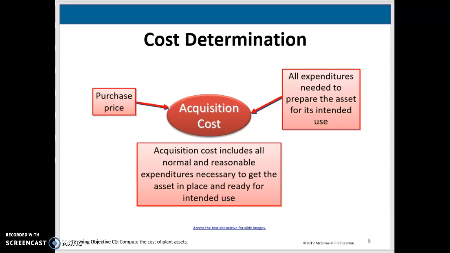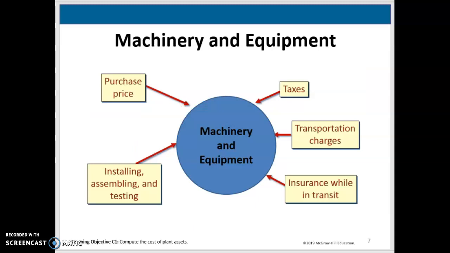So let's look at some examples of some of our plant assets. And again, we've seen these before. This part's not new. We're just reviewing them and looking at that cost determination or the acquisition cost, what will be included in that for these types of assets. So our first one we're going to look at is machinery and equipment. With machinery and equipment, obviously for all of these we're going to have what do we pay to get it. So we have the purchase price.